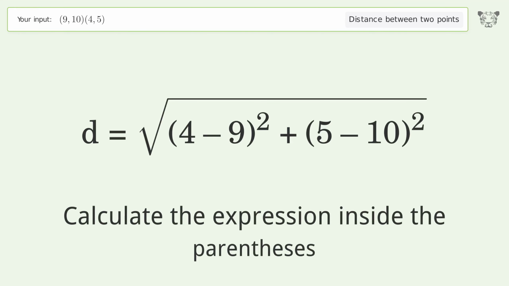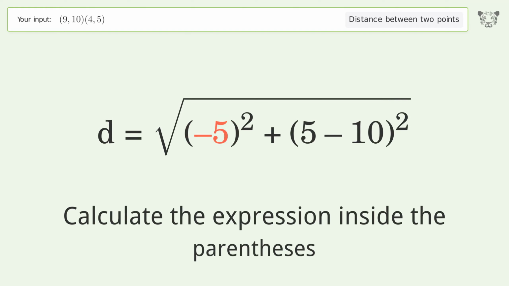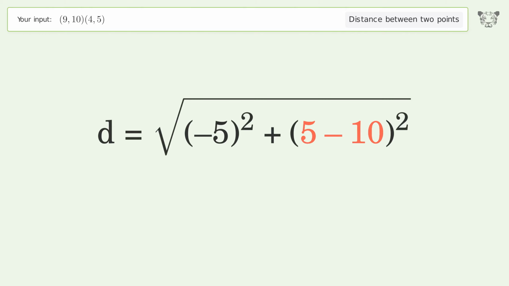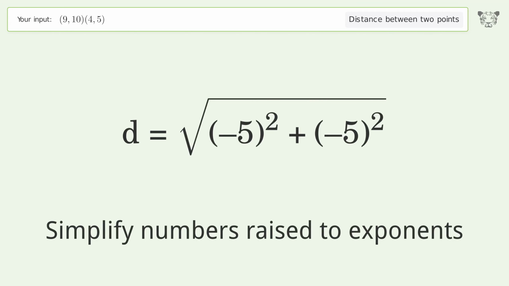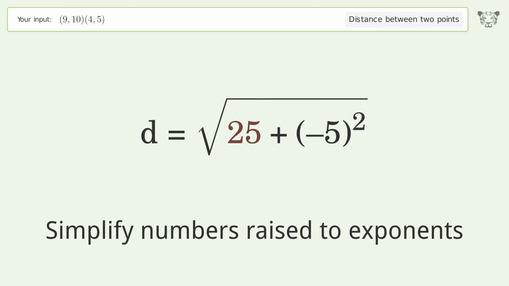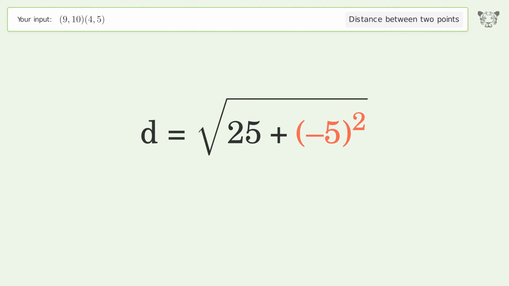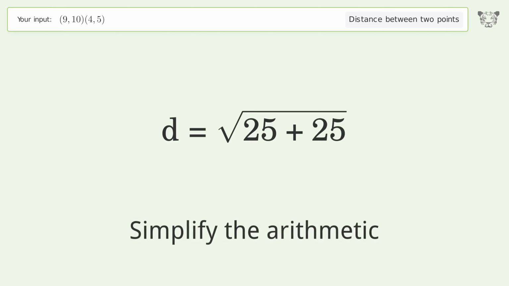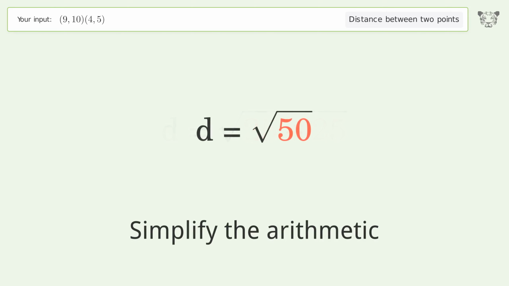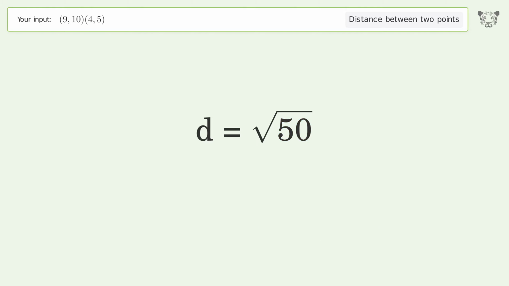Calculate the expression inside the parentheses. Simplify numbers raised to exponents. Simplify the arithmetic. And so the distance between the 2 points is the square root of 50, or 7.071.